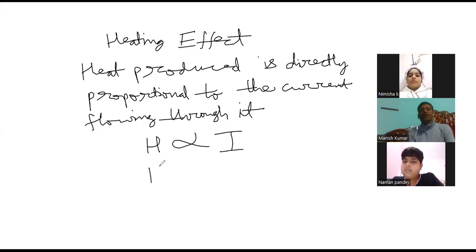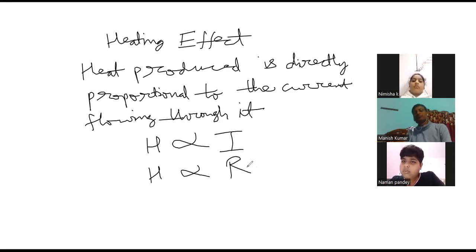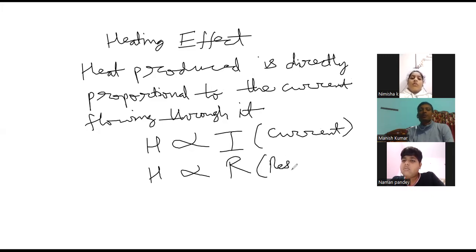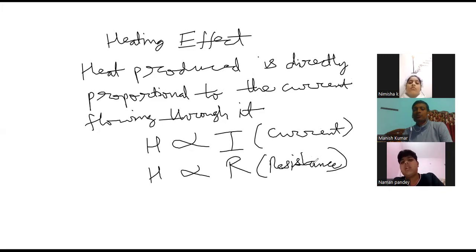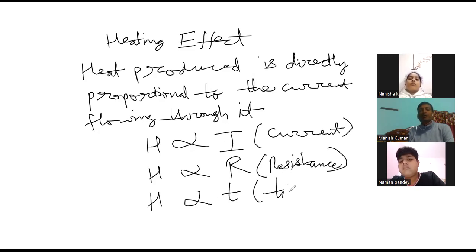In the same way, heat is also directly proportional to R, where I is current, R is resistance. The more the resistance, the heat produced will also be more. Directly proportional means whenever the left side increases, the right side will increase. Whenever the right side is increased, the left side will also increase. Now H is also proportional to T, where T is the time for which the current is flown.